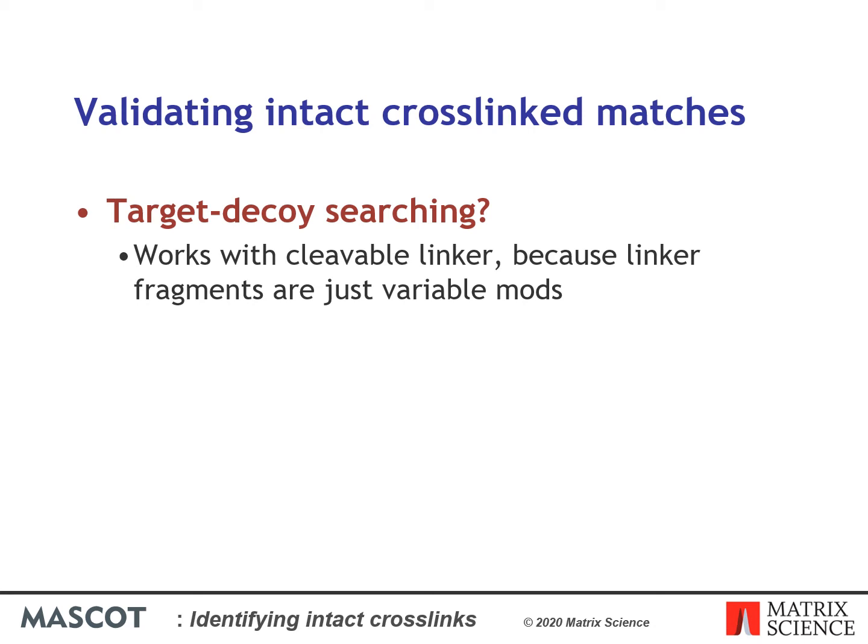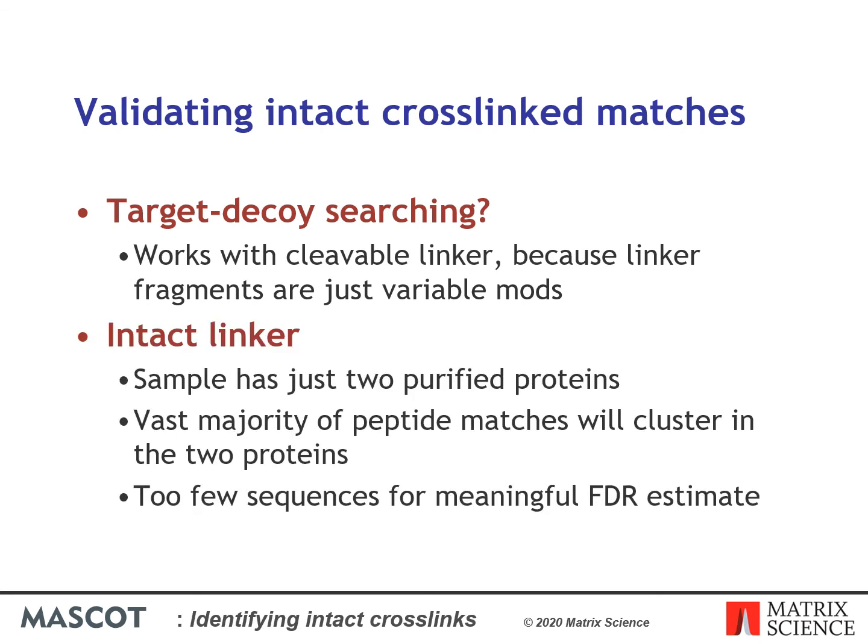However, when you're using intact linkers, the search space is often too small for a meaningful estimate of the FDR. In the present case, the sample is expected to contain only the two purified proteins. If you set up a two-sequence database and search 10,000 MSMS spectra against it, no statistical model can give a meaningful estimate of the FDR.